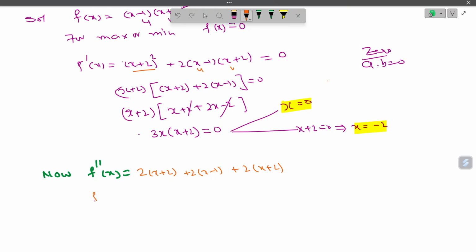So f double dash of 0 I have to do. 2 times 0 plus 2, 0 minus 1, plus 2 times 0 plus 2. This is 2 times 2 is 4, minus 2 plus 4. 8 minus 2 is 6. 6 is greater than 0. So it is minimum. Greater than 0 means minimum, less than 0 is maximum.